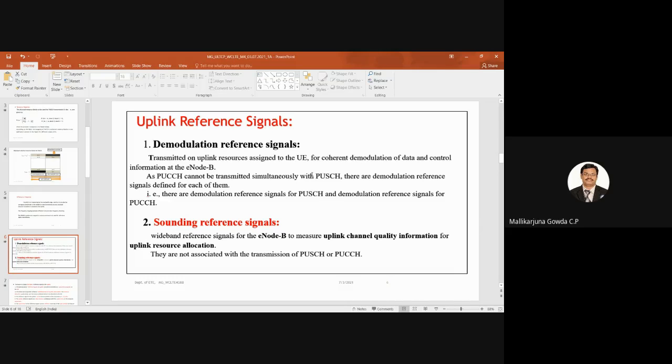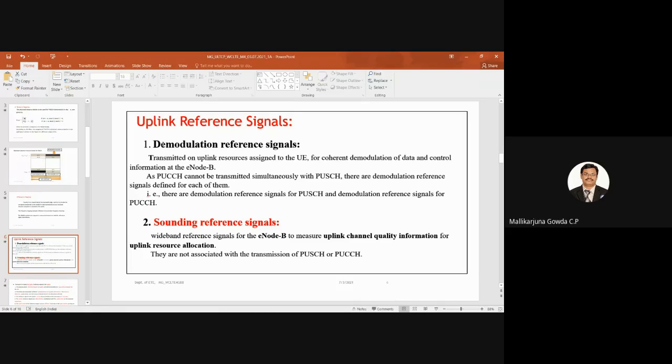I repeat once again, please be attentive and listen carefully. As I said, the demodulation reference signal is transmitted on uplink resources assigned to the user equipment. For what purpose? For coherent demodulation of data and control information at the E node B. Hope it is clear. For that purpose, this demodulation reference signal is used. When do we transmit this? It is transmitted on the uplink resources assigned to the user equipment.